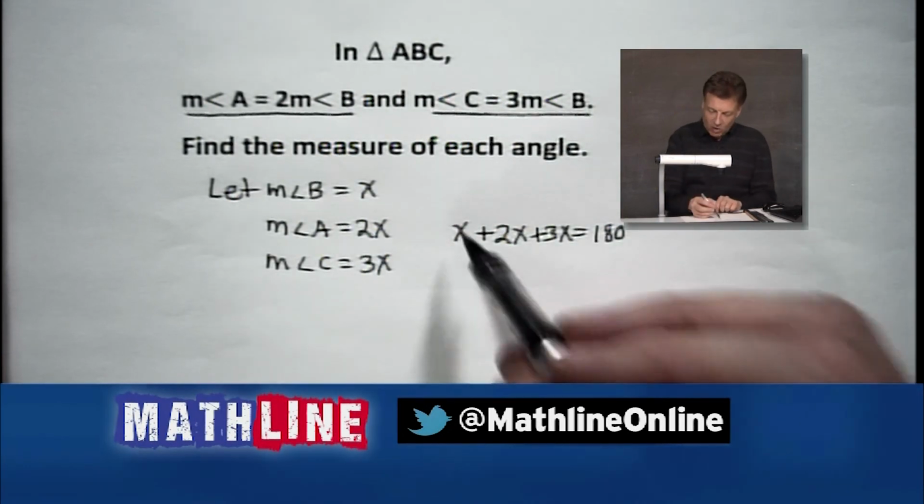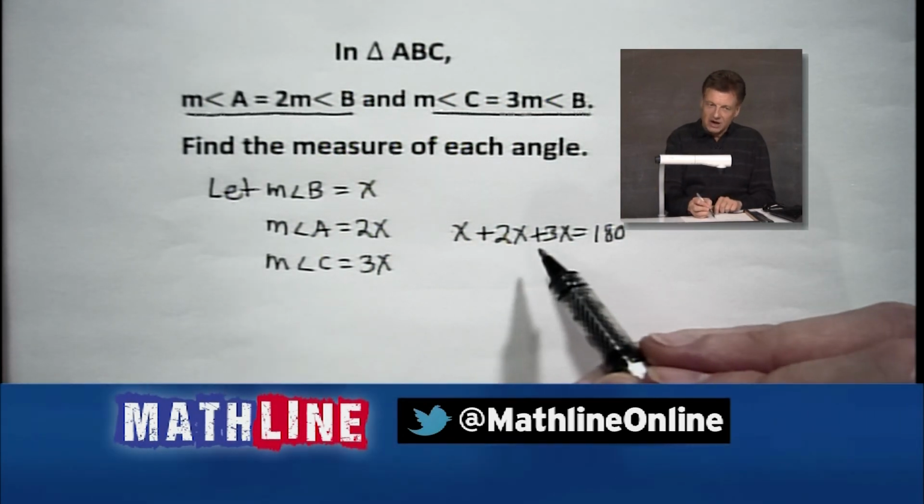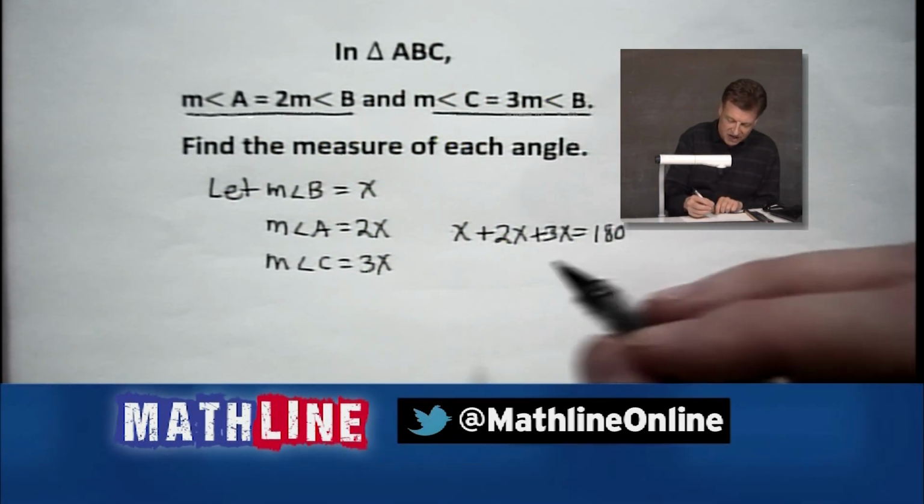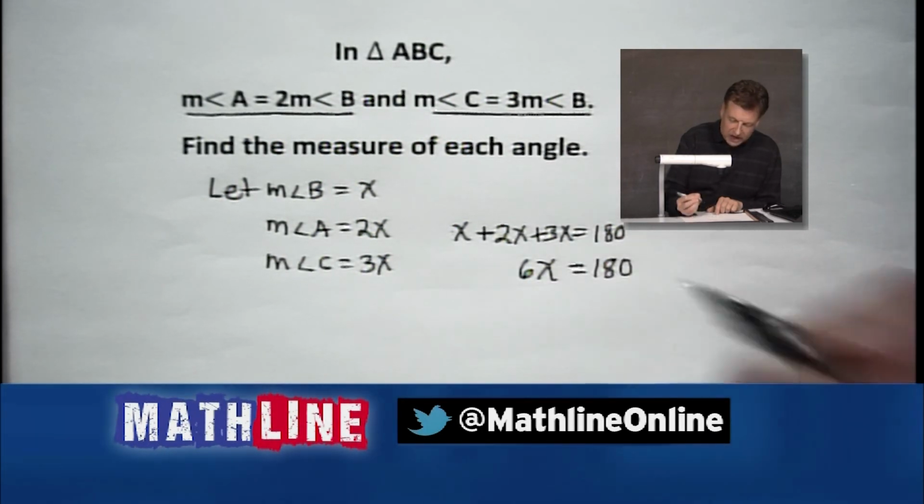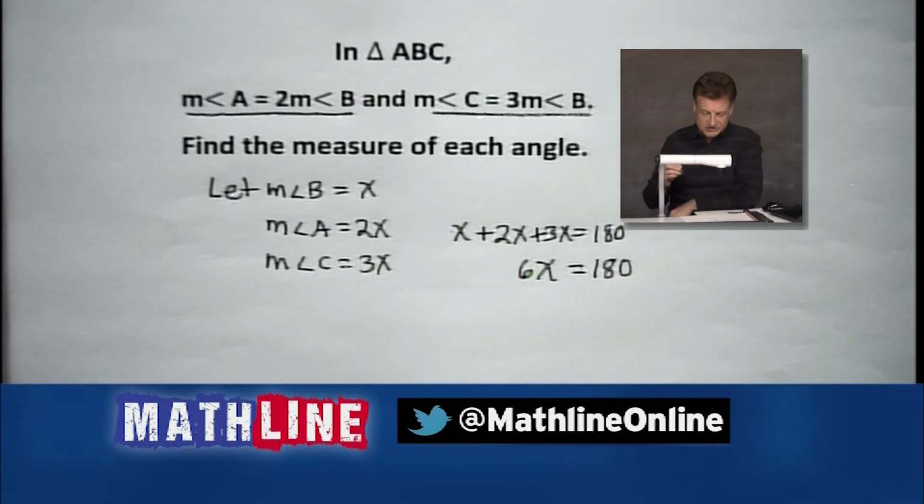Well, remember, that's like 1 in front here. Don't write 5x, we'll be in trouble. All right? This is going to be a 6x altogether. 6x equaling 180. Easy, easy division.